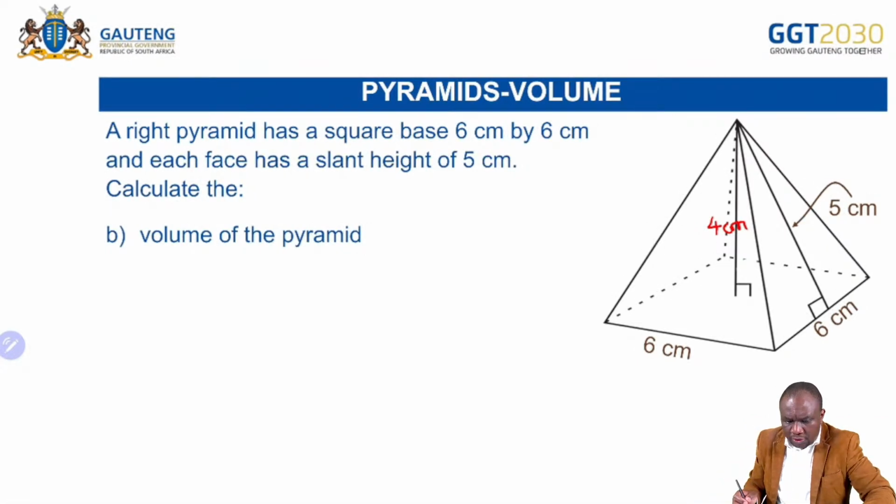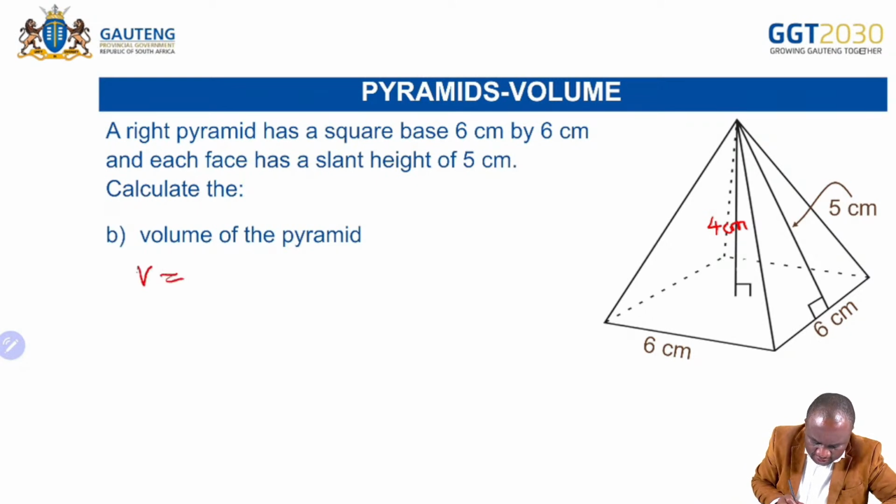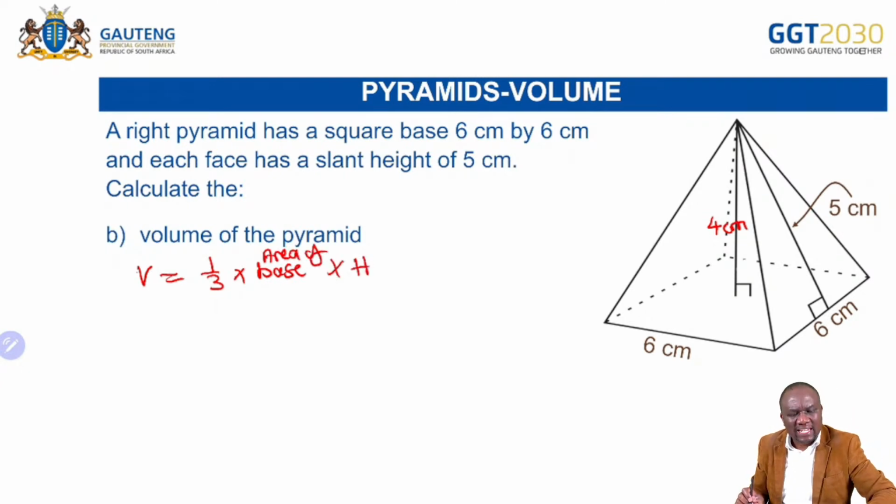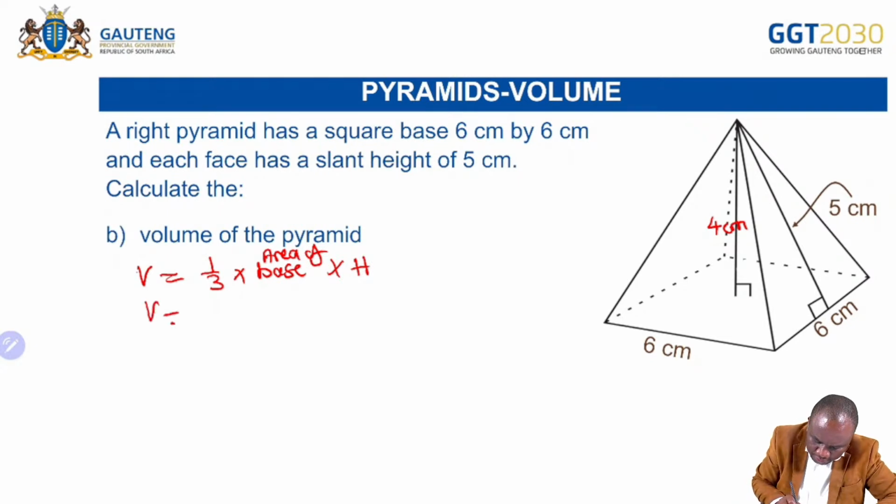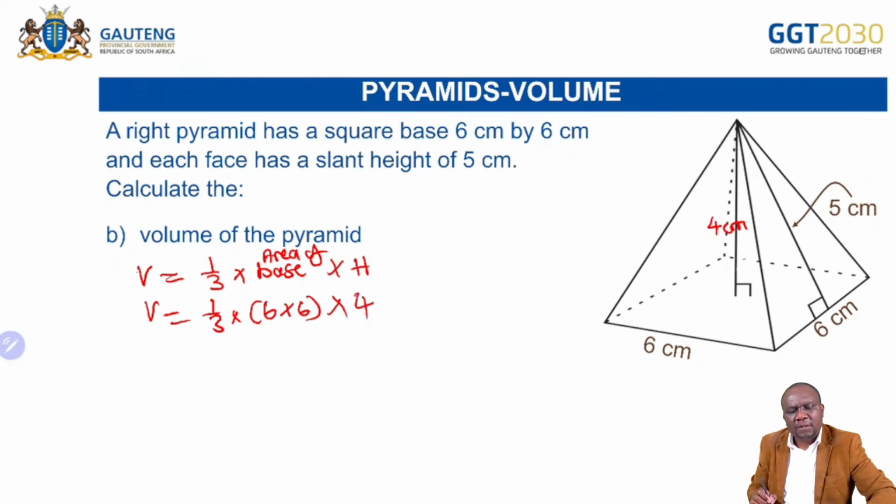Right, welcome back. So the volume of the pyramid, let me just write V for volume, is equal to 1/3 times area of the base times height of the pyramid. It's going to be volume is equal to 1/3, and then area of the base is 6 times 6, so 6 times 6, then times height of the pyramid, which is 4. Then you can put this in the calculator. So it's going to be what?